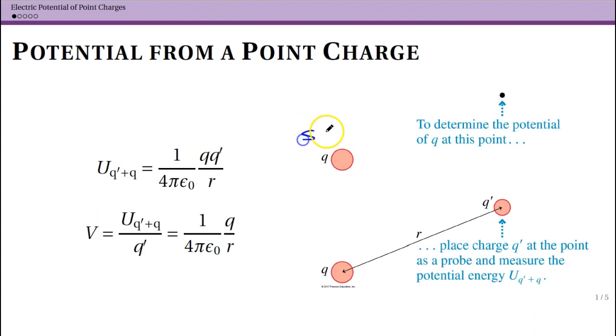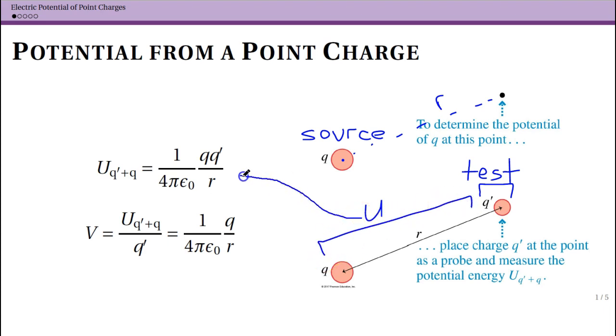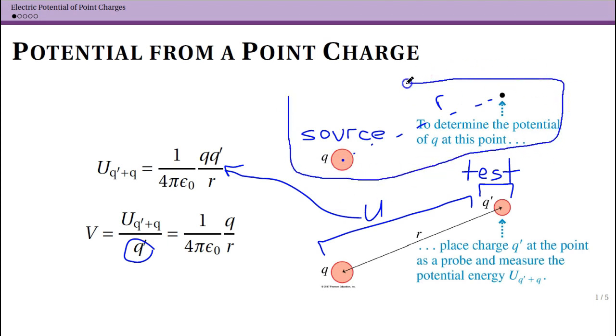So remember that we need to clearly determine what our source is, and in this case we're calling Q our source. So to find what it is, distance r, from our source charge, we're just going to place another charge there. So this is our test charge or our probe charge. So we know what the potential energy of this system is, which is what we got here. And so that's why we're dividing out Q prime, because we were actually trying to find V from this configuration.